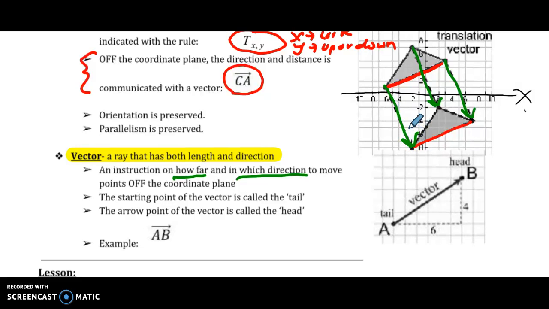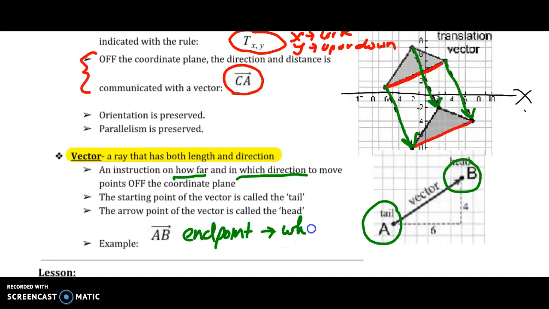So the starting point of the vector is called the tail, and the direction in which it is headed is called the head. And we name the vector the same way we name a ray, with the endpoint first, and then extending through the direction it's going, where it's headed. So for example, in this diagram, we have a vector that would be considered vector AB. It starts at A, it is extended or headed towards B.